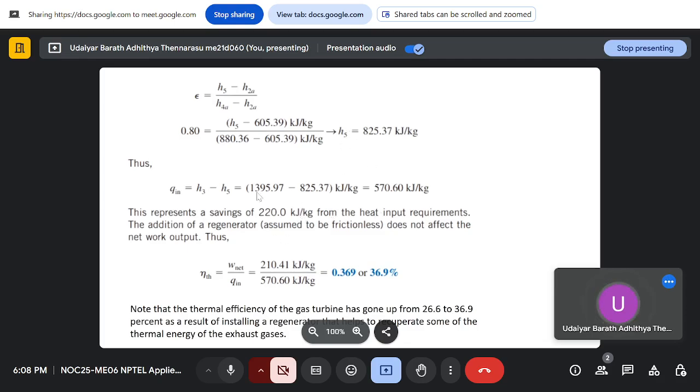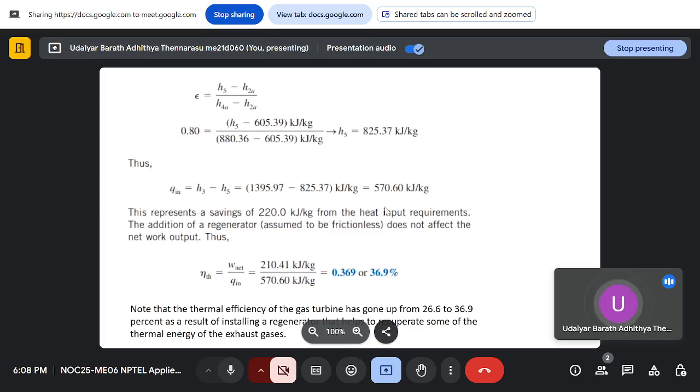Or else this heat has to be provided. So now we have saved this much amount of heat addition. So with this the work output will not change, so that remains the same. The only change is in the heat addition, so that has reduced because of the regenerator. So with that the thermal efficiency now is, the net work will remain same, which is 210.41 kilojoule per kg, and the heat input is 570.6. So that gives me the thermal efficiency to be 36.9%.